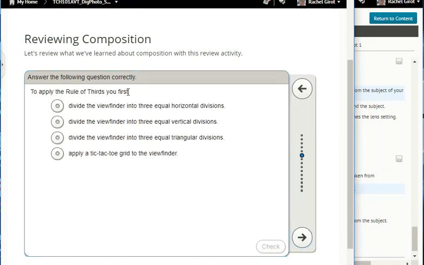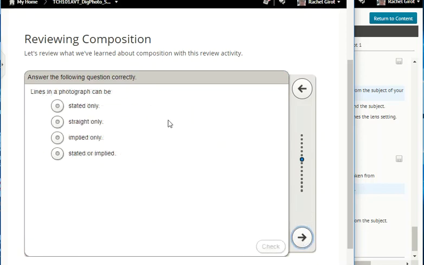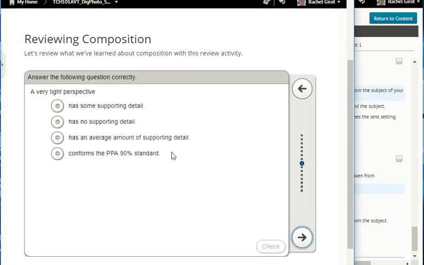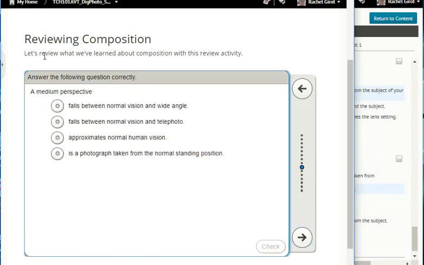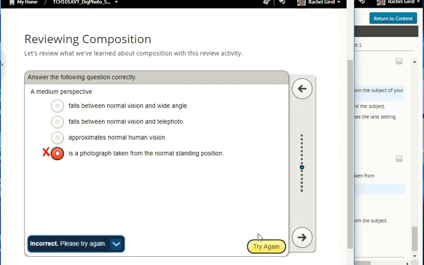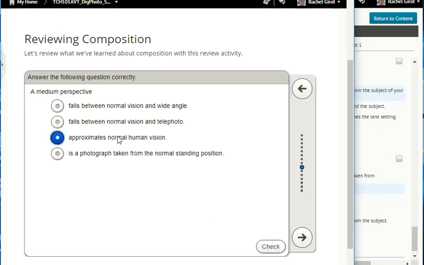To apply the rule of thirds, you first apply a tic-tac-toe grid to the viewfinder. Lines in a photograph can be stated or implied. A very tight perspective has no supporting detail. A medium perspective is a photograph taken from the normal standing position. Oh, goodness. I got it wrong. Sorry, you better correct that on your tests. Let's try it again. Here we go. Approximates normal human vision. My bad. Got one wrong.